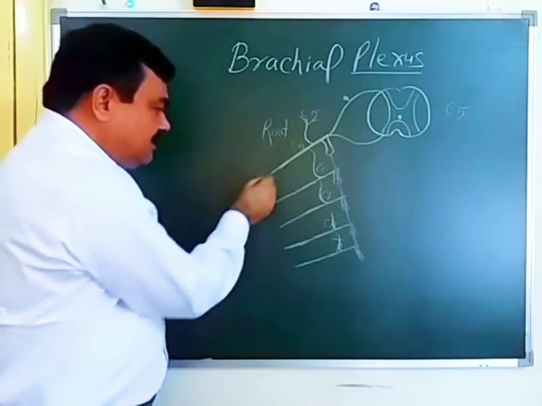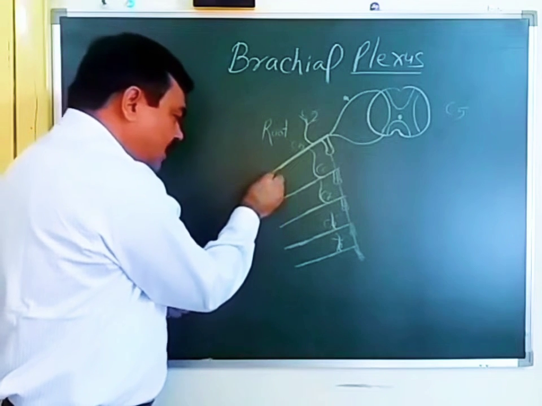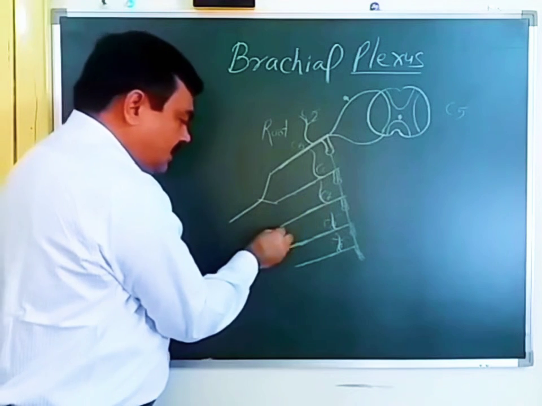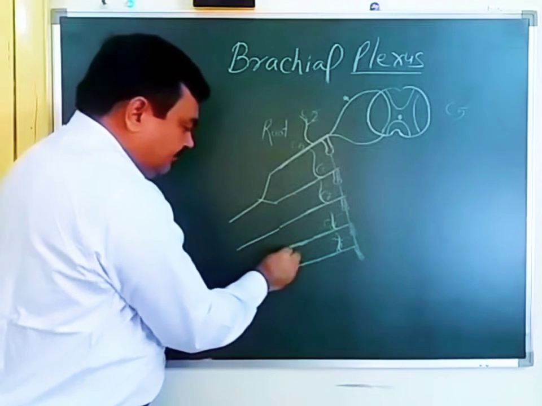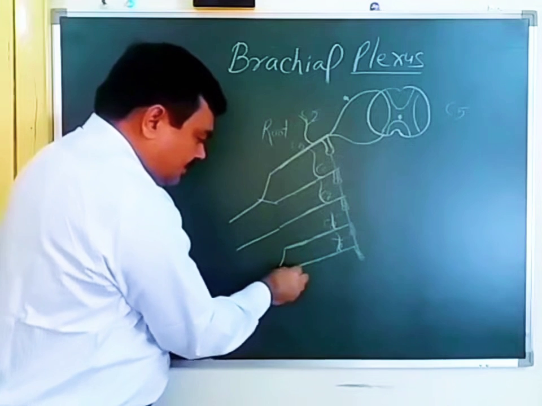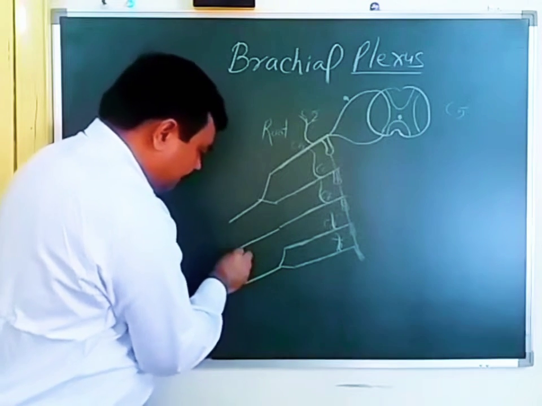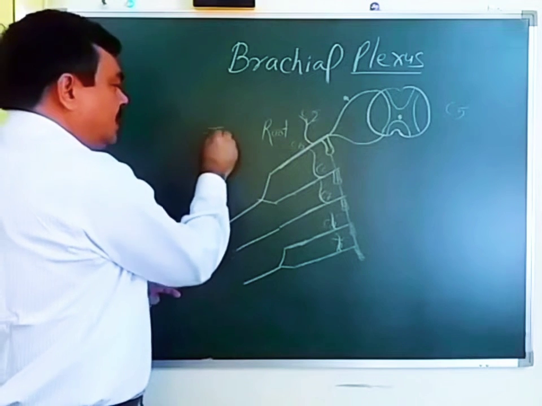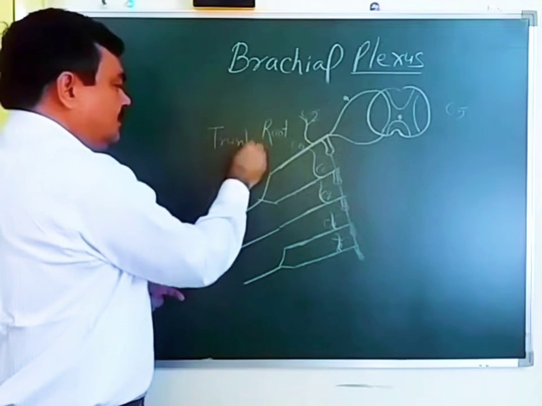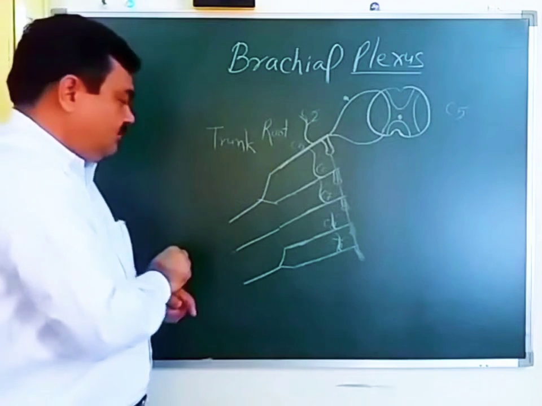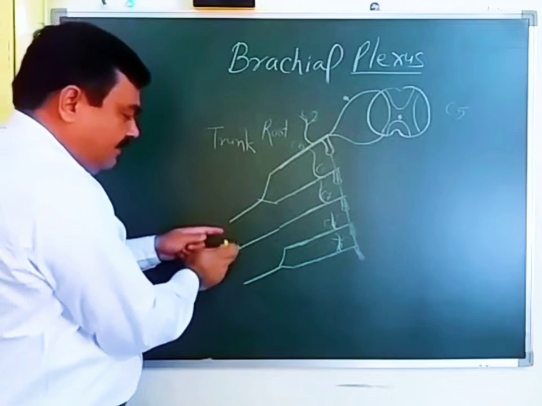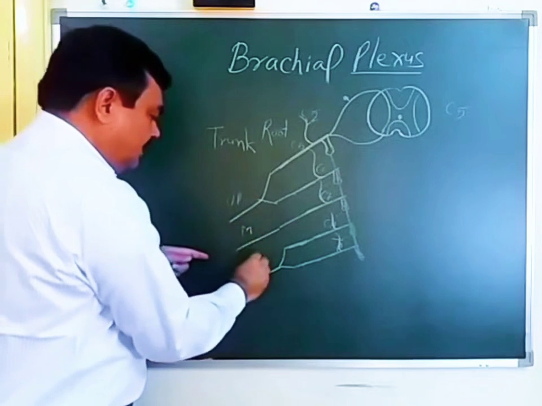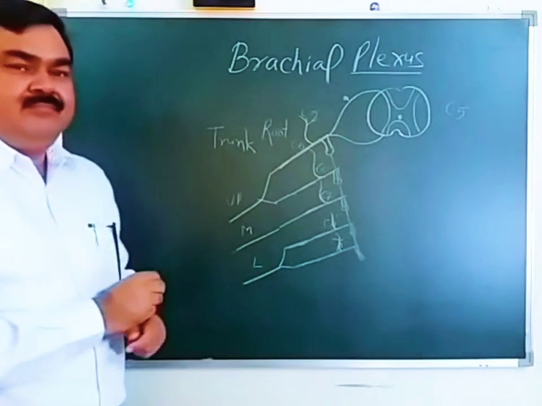The roots of C5 and C6 join to form the upper trunk. C7 continues as the middle trunk. C8 and T1 join to form the lower trunk. So these roots arrange to form trunks. Here three trunks are formed: upper, middle and lower.